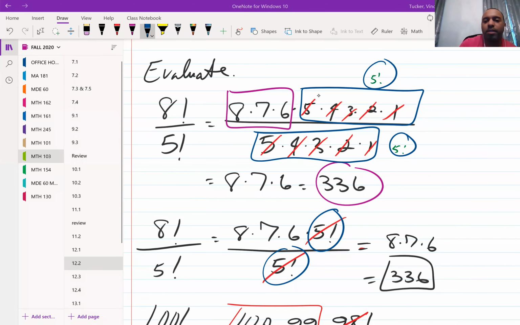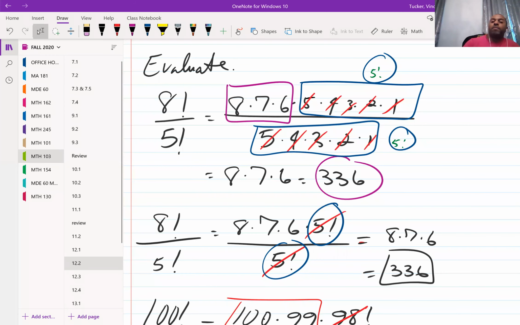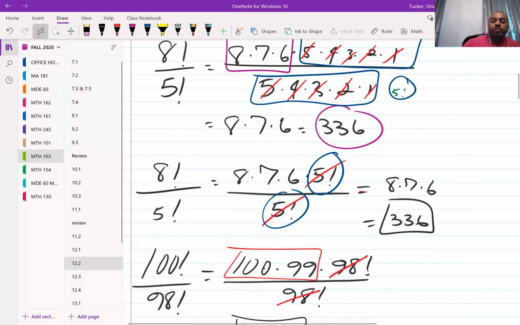Excuse me, I had to sneeze. So it's important for us to see it that way, because what we don't want is to have to write out all of our numbers like in this next one.